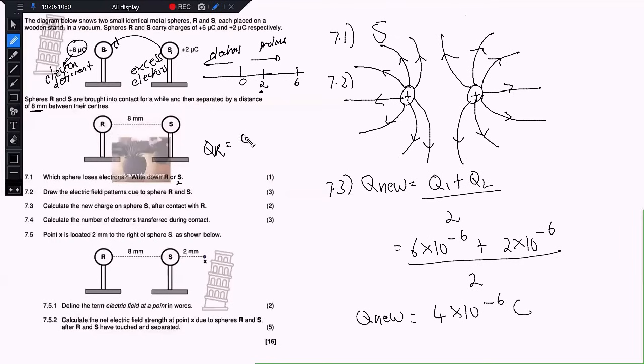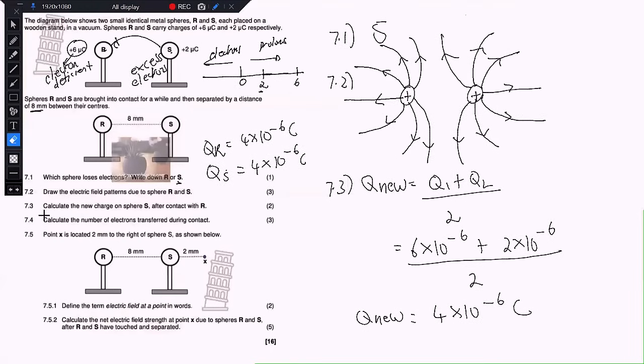QR is now 4 times 10 to the exponent of negative 6 coulombs, and also QS is 4 times 10 to the exponent of negative 6 coulombs. Remember, after they are brought together and then they are separated, they now have the same magnitude of charge, right? So that is the law of conservation of charge that takes place here.